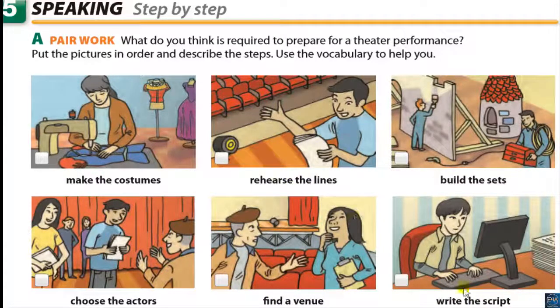Now, let's put them in order. What's number one? Number one, the script is written. This is picture number 1. 2, the actors are chosen. This is picture number 2. 3, the lines are rehearsed. 4, avenues found. 5, the sets are built. 6, the costumes are made. So the order: 6, 3, 5, 2, 4, 1.